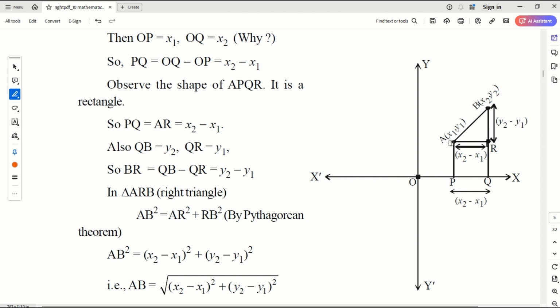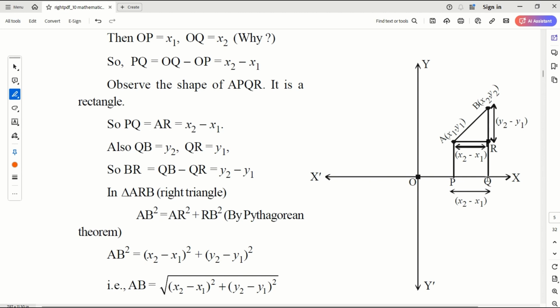First thing I will do is drop two perpendicular lines from A and B onto one of the axes. I can even do it on the y-axis also, I'm just choosing the x-axis. So I drop a perpendicular line onto the x-axis. From A it is AP, from B it is BQ. Now what is the PQ value? PQ is nothing but OQ minus OP, or the difference between these two values, right?